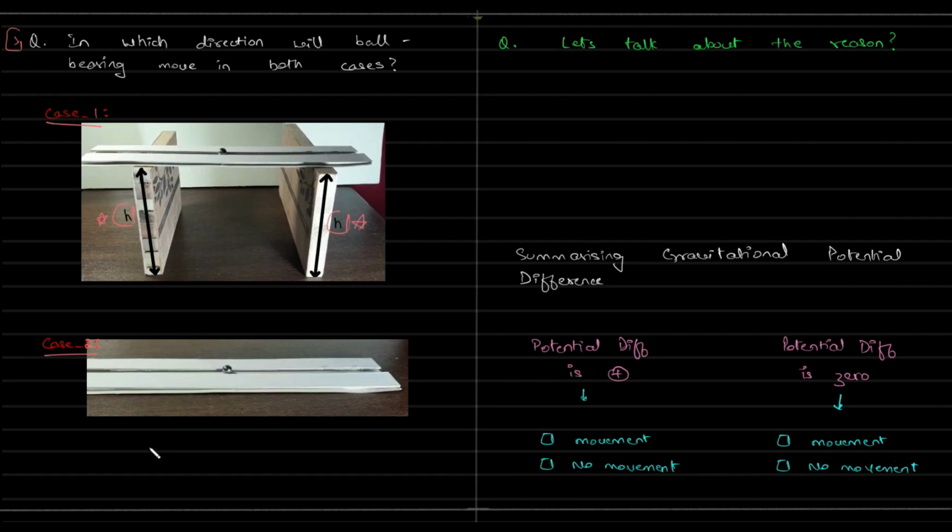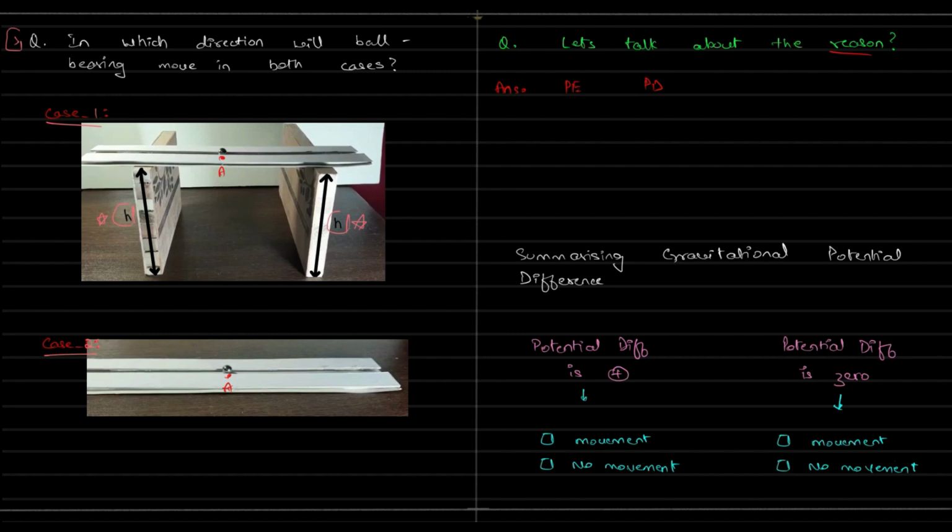So what's happening in the experiment? I have gently placed this ball bearing at point A in both the cases, very slowly. What we saw here is the ball bearing did not move. But the question is why? To explore this, we'll be making use of the potential energy and potential difference concepts.